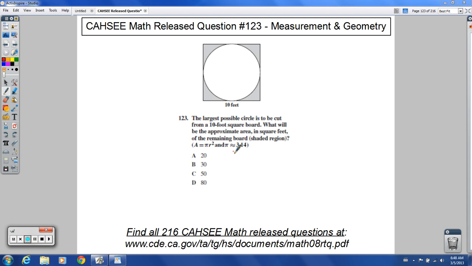Then it does give you these two equations. That A is pi r squared and that pi is approximately 3.14. So how can we figure this out?